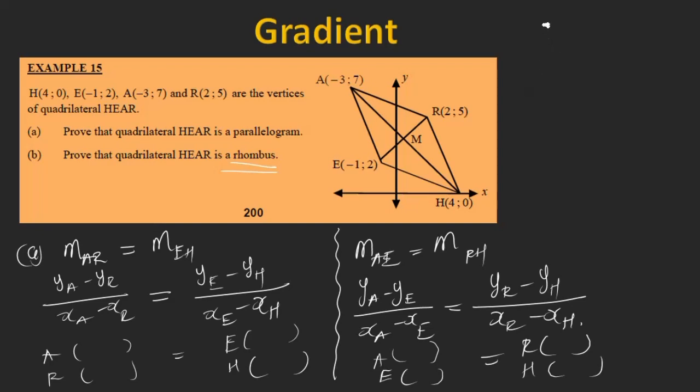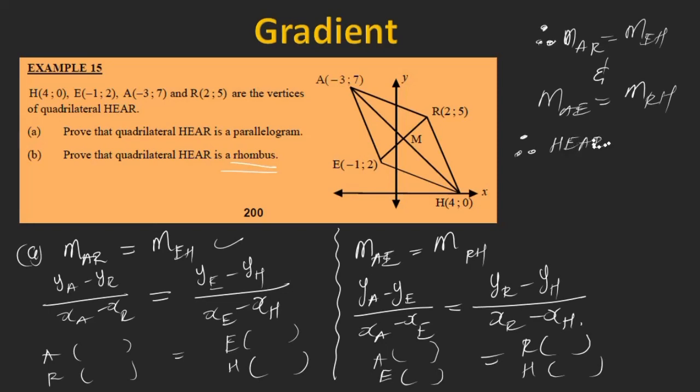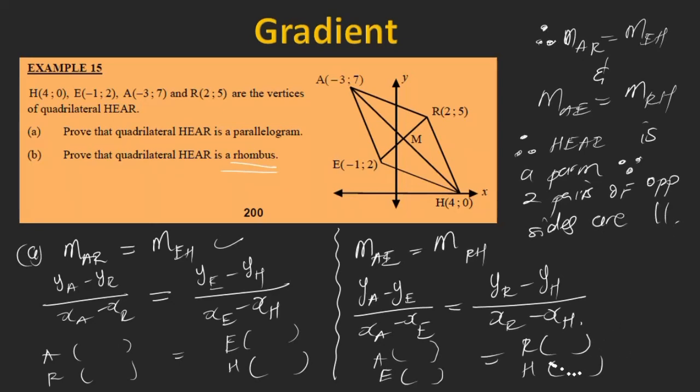And then you make a conclusion and say, therefore, you write the statement again, therefore the gradient of AR is equal to the gradient of EH, and the gradient of AE is equal to the gradient of RH. Therefore, HEAR is a parallelogram because two pairs of opposite sides are parallel. Easy. You'll be done with question A just like that, right?